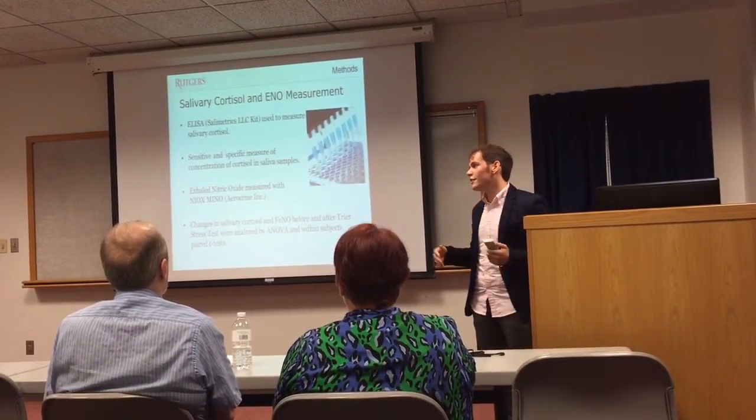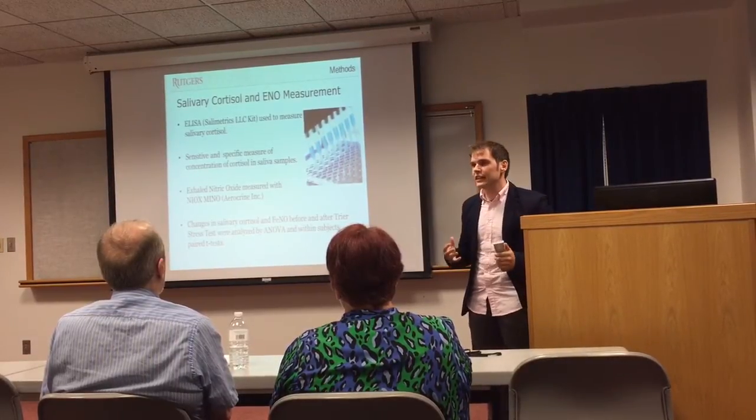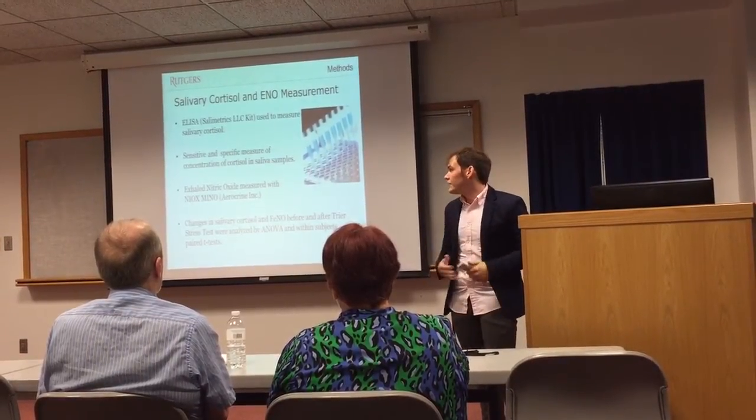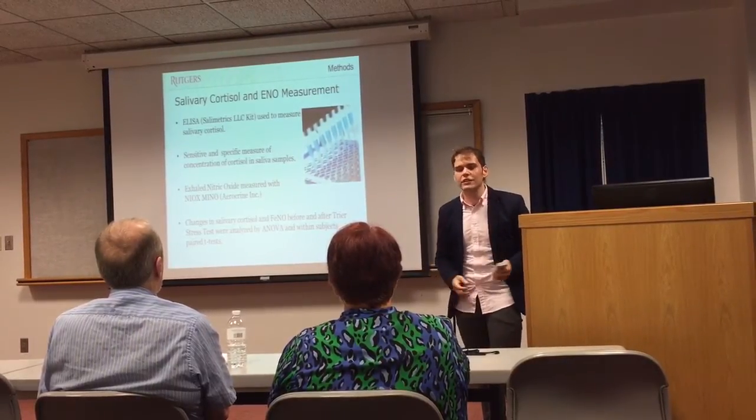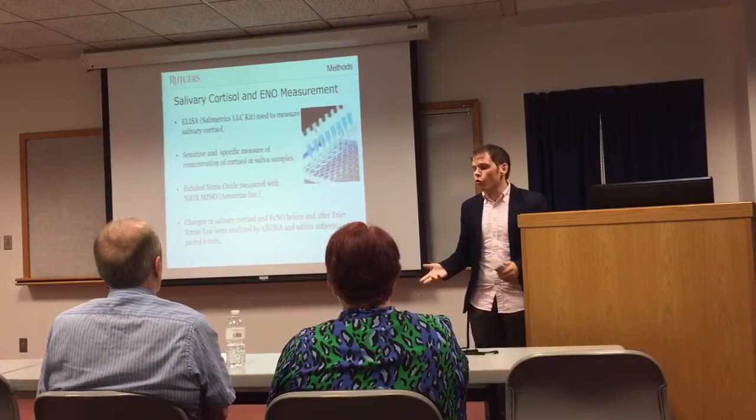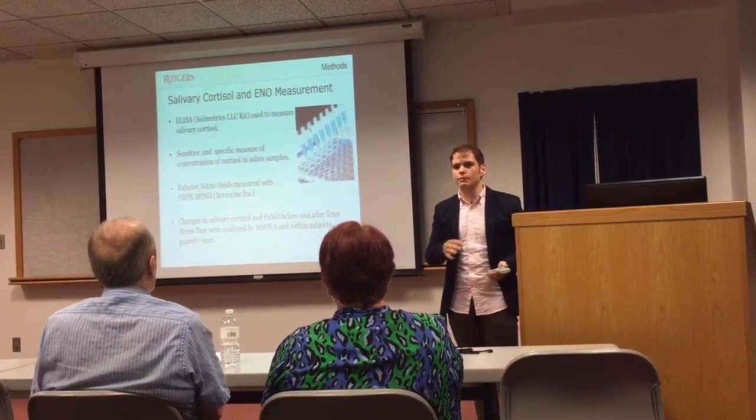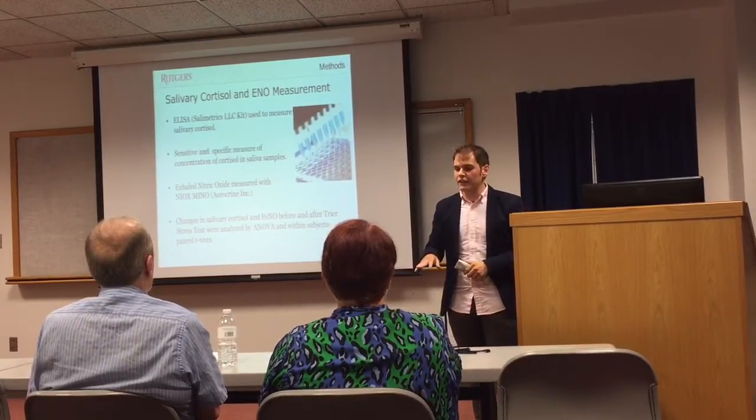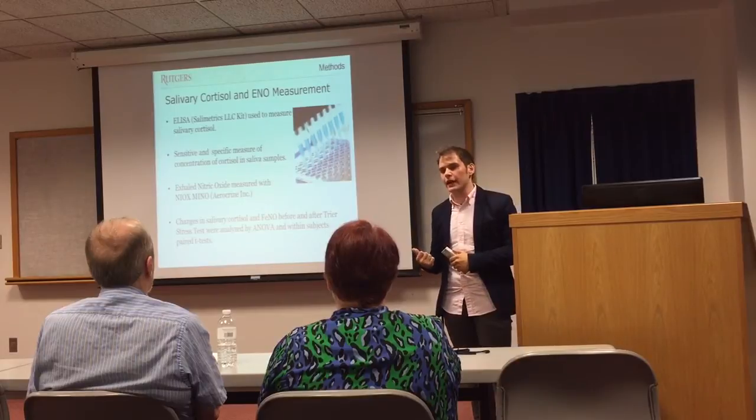And this is how we measure the salivary cortisol, through Salimetrics ELISA. It's a sensitive and specific way to measure the concentration of salivary cortisol, much like any other ELISA. All we do is we get the samples, we pipette them into a 96-well plate assay, we incubate for a bit, wash for a bit, then we put it in a plate reader, and then we get our concentration back.